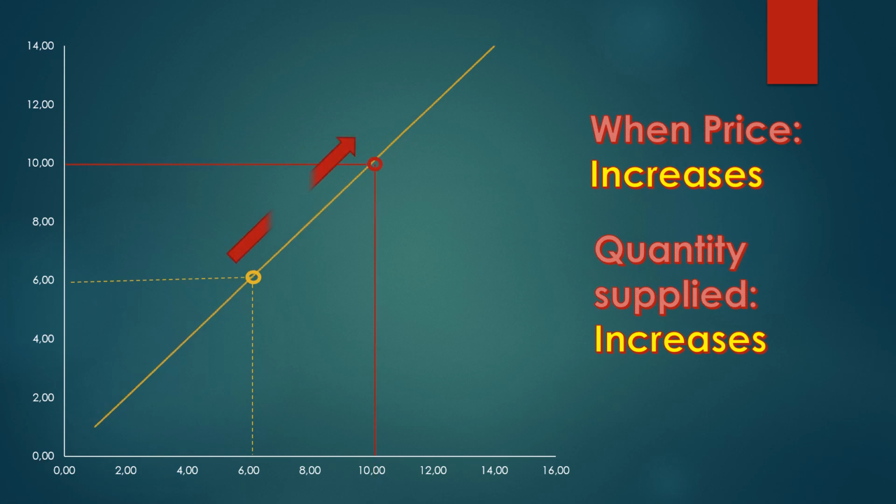So this is telling us that when price increases, it is more profitable for sellers to produce more, hence quantity supplied increases.